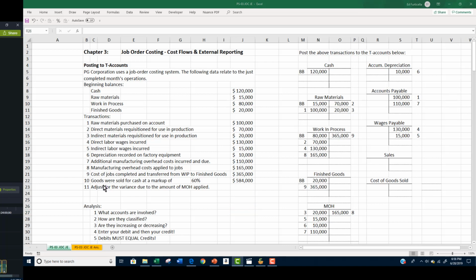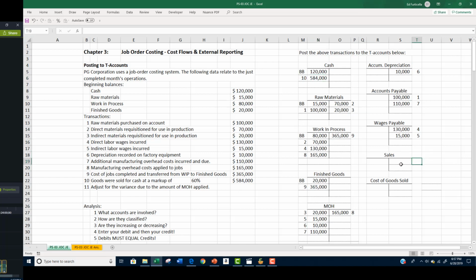So what we are going to do now is record the sale. For this transaction, the accounts involved are cash, which is an asset, sales, a revenue account, cost of goods sold, an expense account, and finished goods inventory, another asset account. Let's go to cash, enter transaction number 10, and debit cash for $584,000.